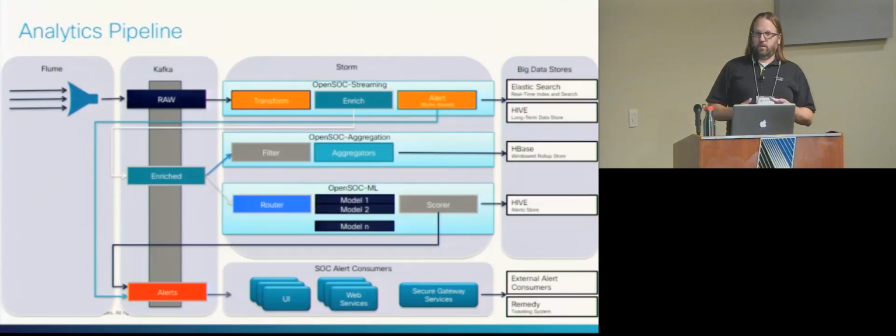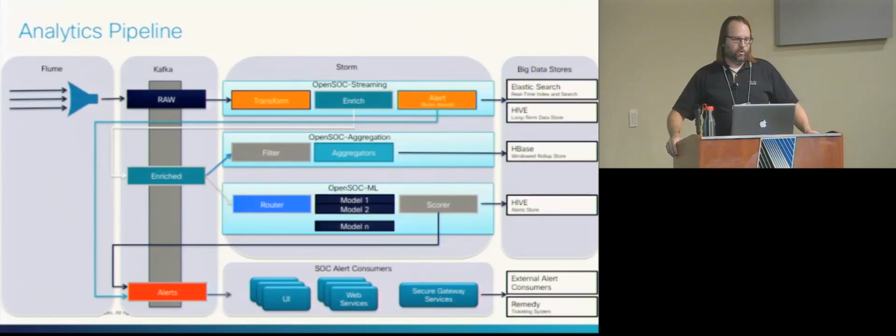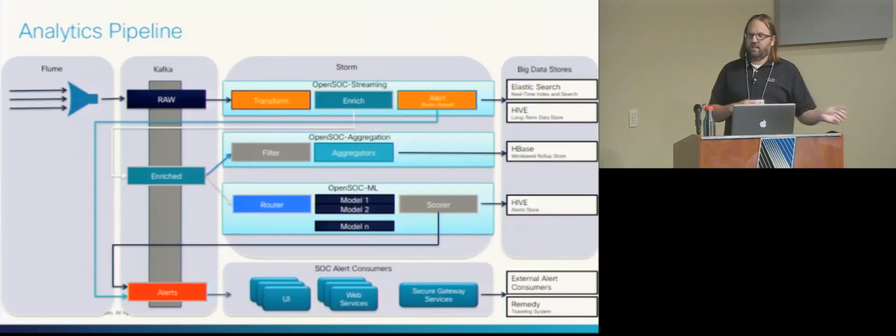Okay. Because Storm has all these CPUs available to it to do its job, where Flume might only have one box or two boxes to do it. And so the whole point of streaming telemetry is get it in as fast as possible so that your compute environment can deal with it.